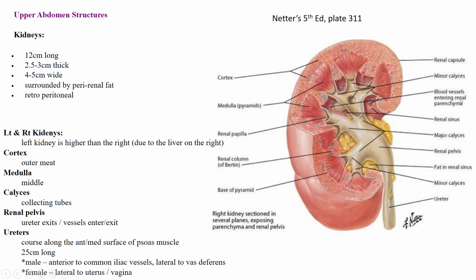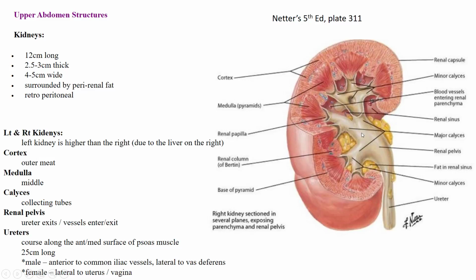The cortex is this area here on the outside of the kidney. They sometimes call it the outer meat of the kidney. And the medulla are these pyramid-shaped structures here. I also like to think of them as little seashells. They're kind of seashell in shape. And then the calyces are these collecting tubules here for the urine.